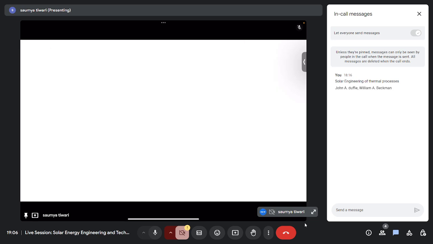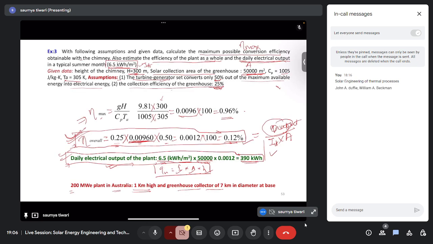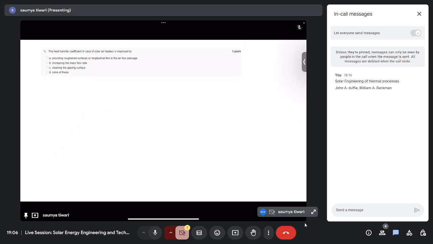Okay, so this is all for the content that has been taught in the lectures for week 9. Now I will show some questions, and I will ask all of you to write the answer into the chat box. Okay, so this is the first question. I will read it aloud. The heat transfer coefficient in case of solar air heater is improved by which of these factors?